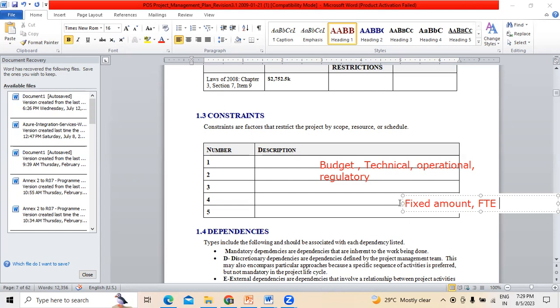Understand? Clear? And yeah, what is FTE? I'll tell you that next. Do you understand this point? Fixed amount? Yeah, just go over it one more time, please.